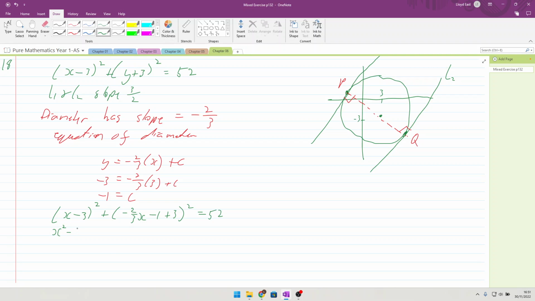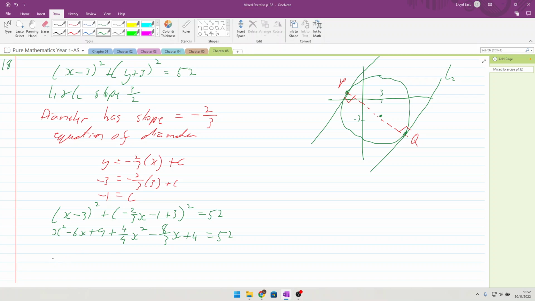x squared minus 6x plus 9. What's that one? Minus 2/3 squared, that's 4/9, plus 4/9 x squared. That becomes 2 times 2/3, which is minus 4/3, times 2 is minus 8/3 x. And it's a plus 2, isn't it? So plus 4, equals 52.